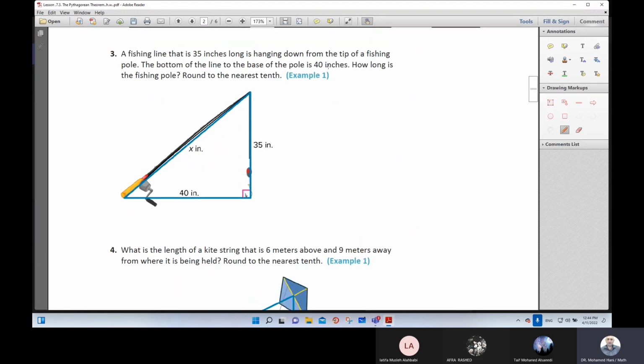Number 3, I want from all to read it very well. Number 3 here. Then please try to find the value of x. Then tell me please what is your answer. Start please.